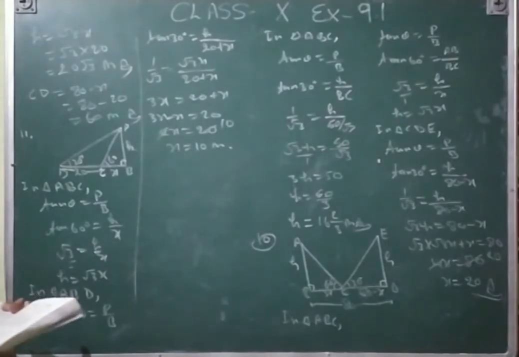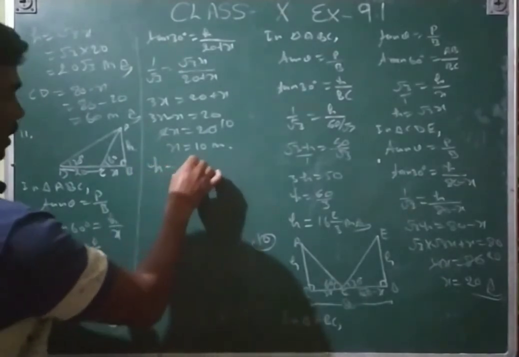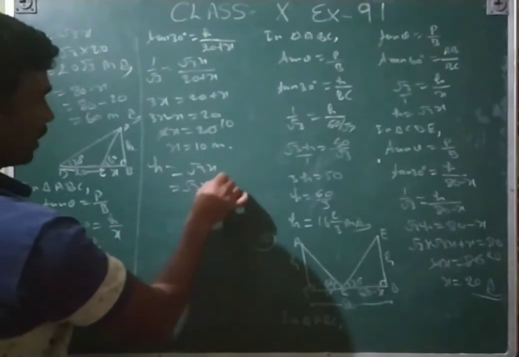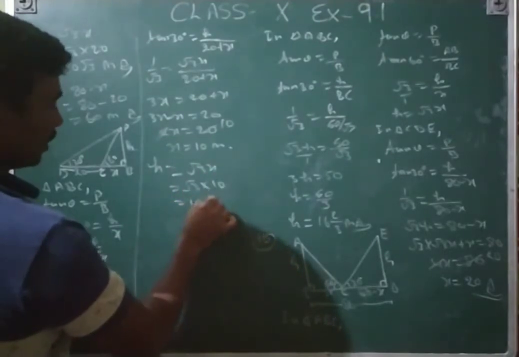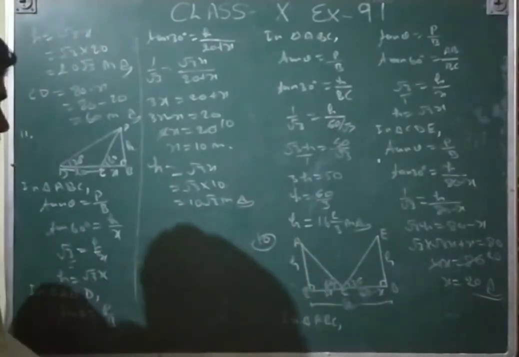And then we need to find the height of the tower. So the height of the tower, that means we have already found root 3 x. So root 3 multiplied by 10 is equal to 10 root 3 meter. This is the height of the tower.